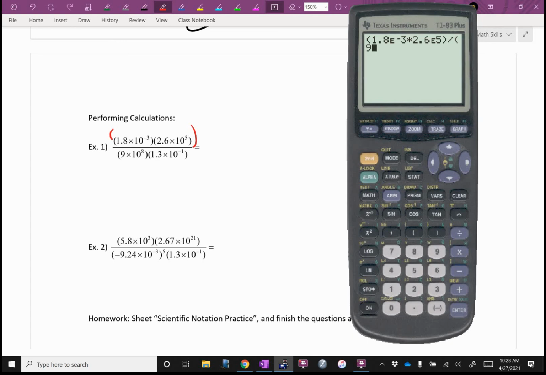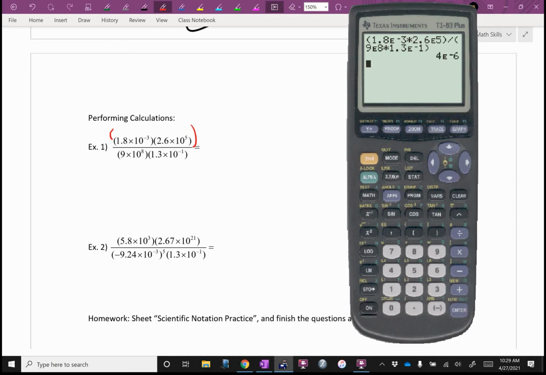9. Scientific notation button. 8. I have two brackets side by side. What does two brackets side by side mean? I'm going to go times. 1.3. Scientific notation button. -1. What's the exponent for the 9 times? I don't know. What is it on your piece of paper? 8. Then I close off the bottom.